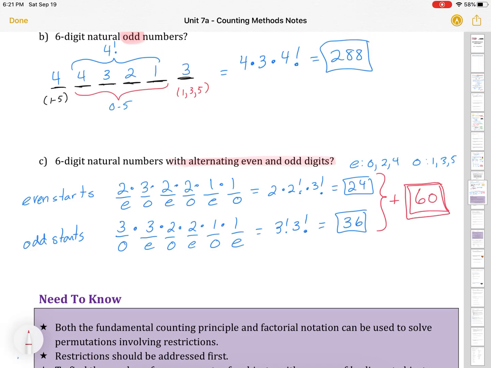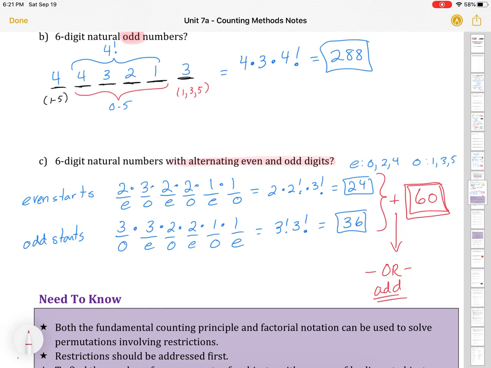And it's an or question because it's one or the other. So I'm going to add them, and I'm going to get 60 as my final answer. Because it's one or the other, so add. Okay? Tricky. Mapping it out, drawing a little picture, thinking about what happens and how many choices you have at each step really, really helps.